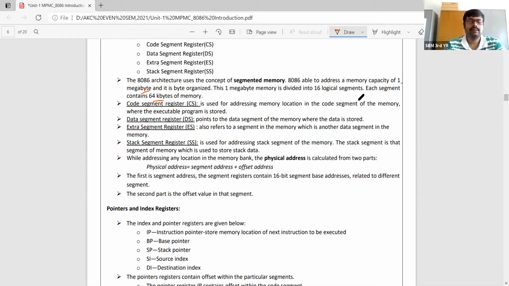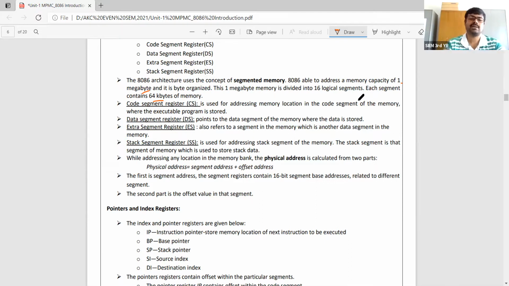Point number 2 is the data segment register, or DS. The data segment register DS points to the data segment of the memory where the data is stored. So that is a very specific type of operation, a very specific type of instruction we are getting.